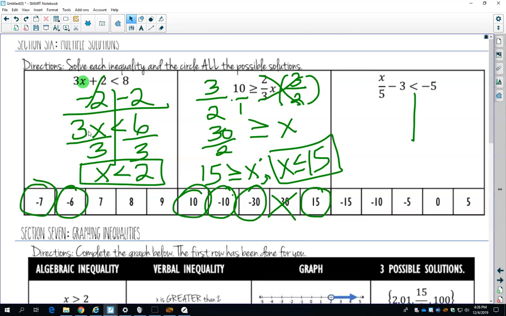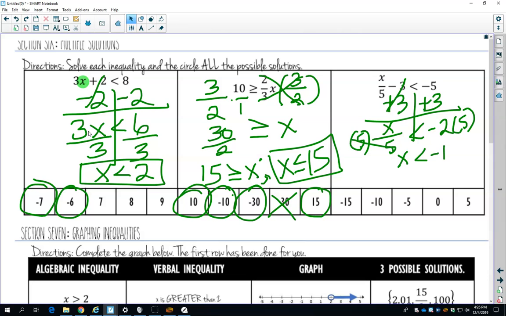Next problem. X divided by 5 minus 3, which by the way is quotient. We're going to add 3 to both sides. This cancels out. X divided by 5 is less than negative 2. We're going to undo our division by multiplying both sides by 5. And then x is less than negative 10.